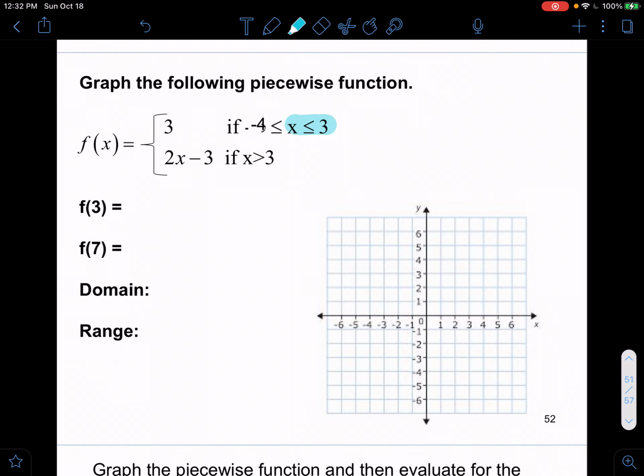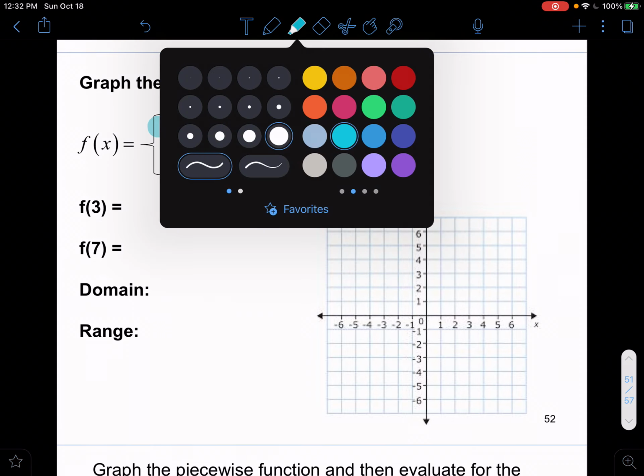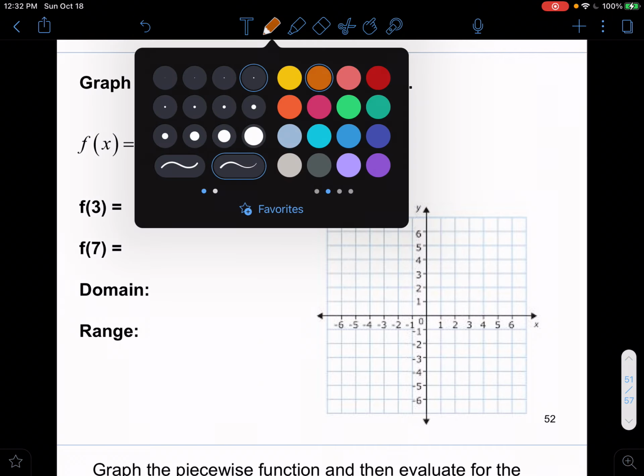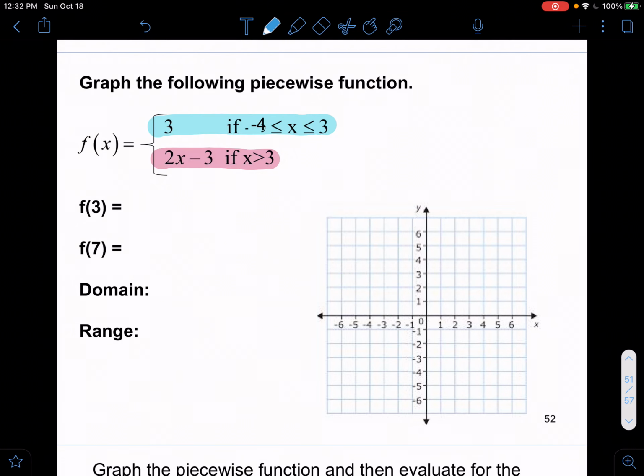It has two parts. It's going to have the blue part, and it's also going to have, how about this reddish part? So first thing I notice is that for the top part, f of x is equal to just 3. Now 3 is a constant, it doesn't change. And what we're really talking about are y values there. So if x is between -4 and +3, our y value is always going to be equal to 3.